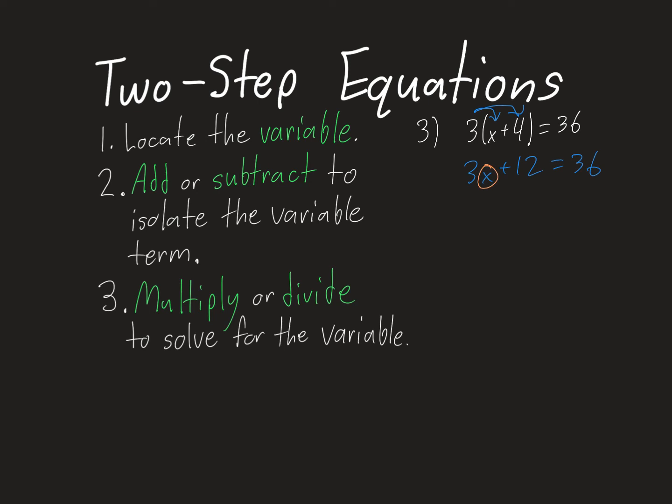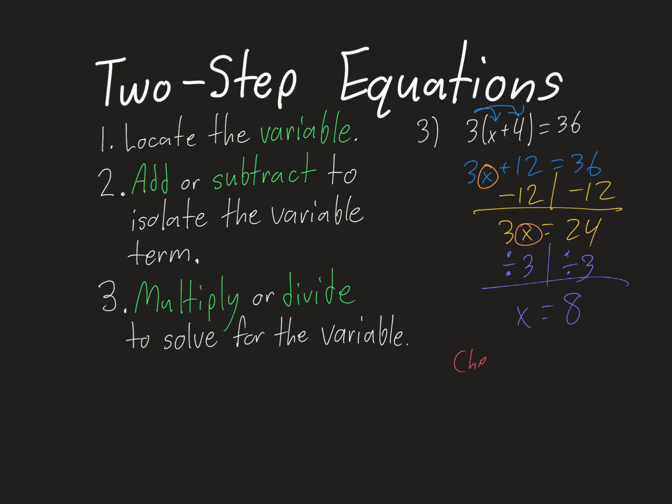Find x, which is right there. Then we're going to add or subtract to isolate the variable term, 3x. In this case, we need to get rid of adding 12 by doing the inverse, which is subtracting 12. Whatever we do to one side, we must do to the other, and we are left with 3x equals 24. Now we will complete step 3 by multiplying or dividing to solve for the variable, which once again is x. So since we are multiplying by 3, we will need to divide both sides by 3 to get x by itself. Then we are left with x equals 8.